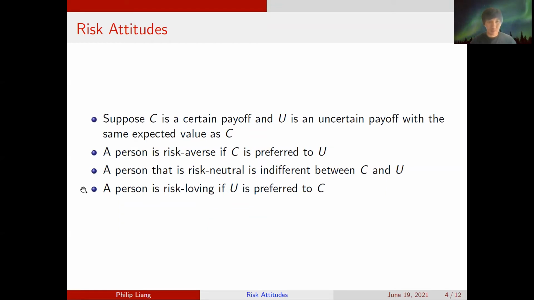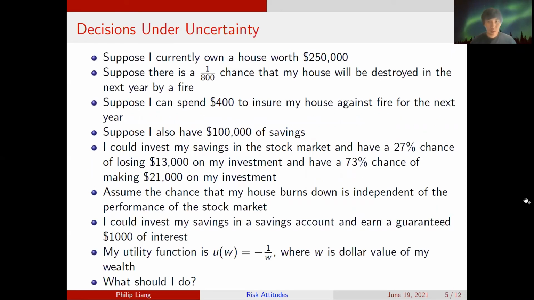And a person is risk loving if U is preferred to C. So the person actually prefers the risky bundle to the safe bundle. So now with this framework, we can think about decisions under uncertainty.